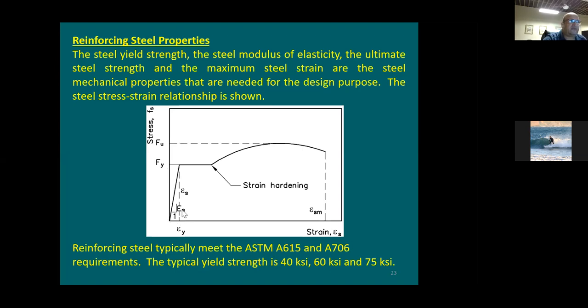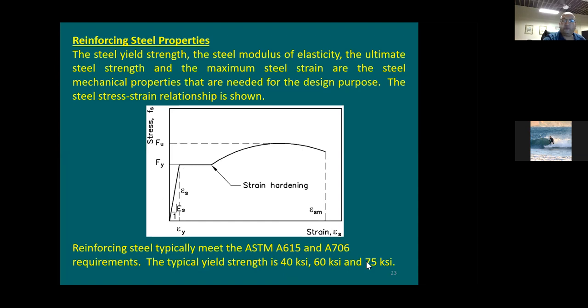The standard value for E sub s is 29,000 ksi, the standard for all steels, a fixed value. For rebars used in our concrete design, the yield strength is going to be maybe 40 ksi, 60 ksi, or 75 ksi. Do you have a reference? Yes, it's right here: 40, 60, and 75. These are the common values.